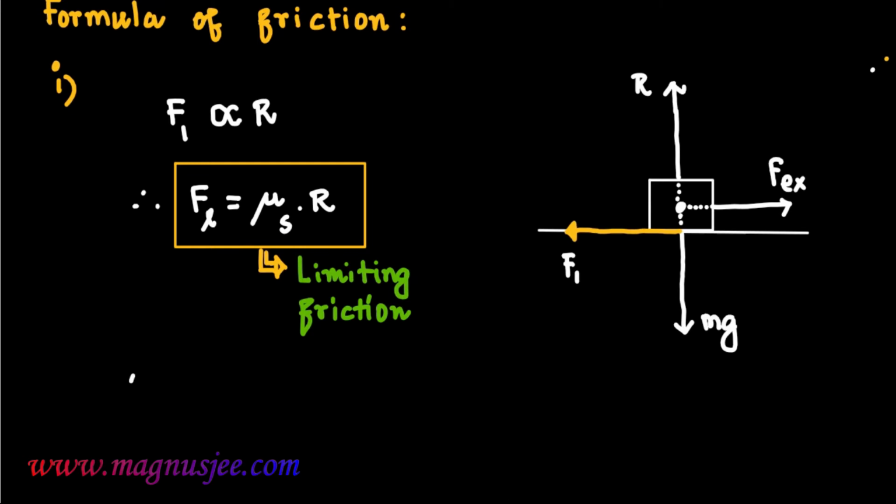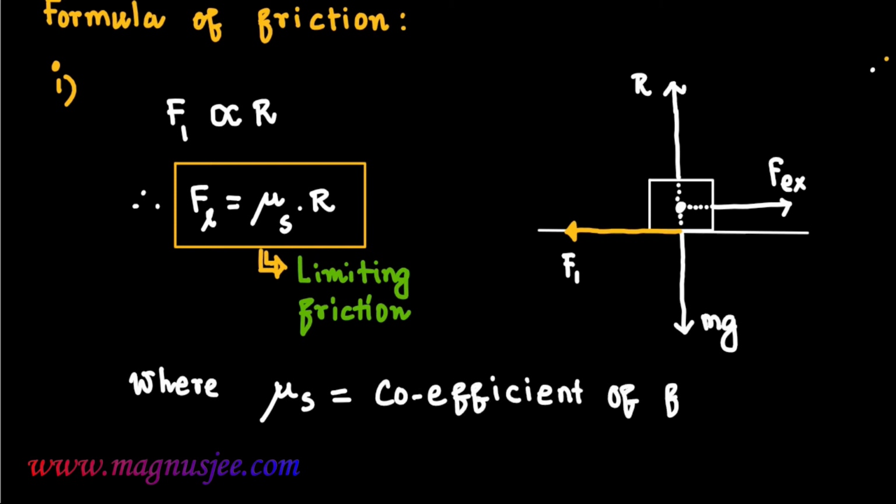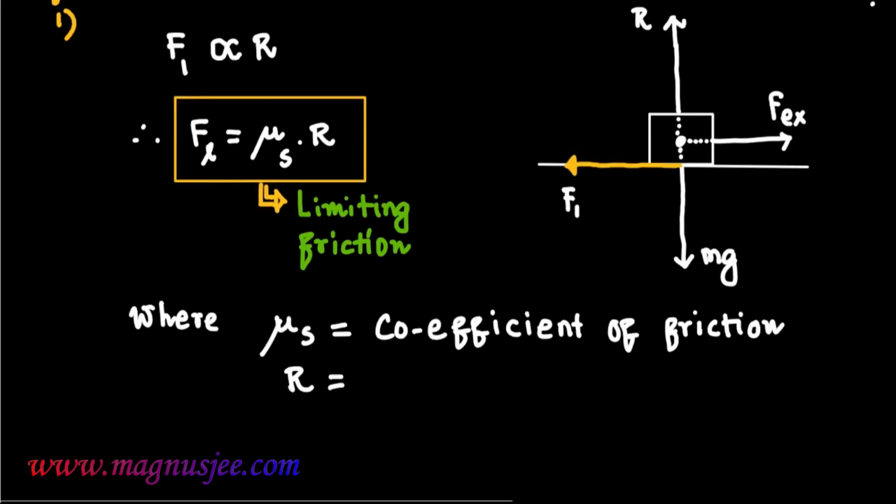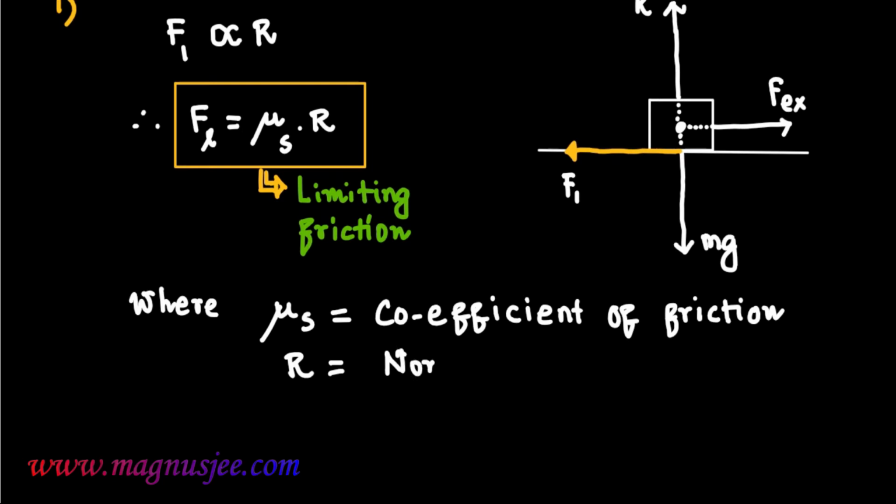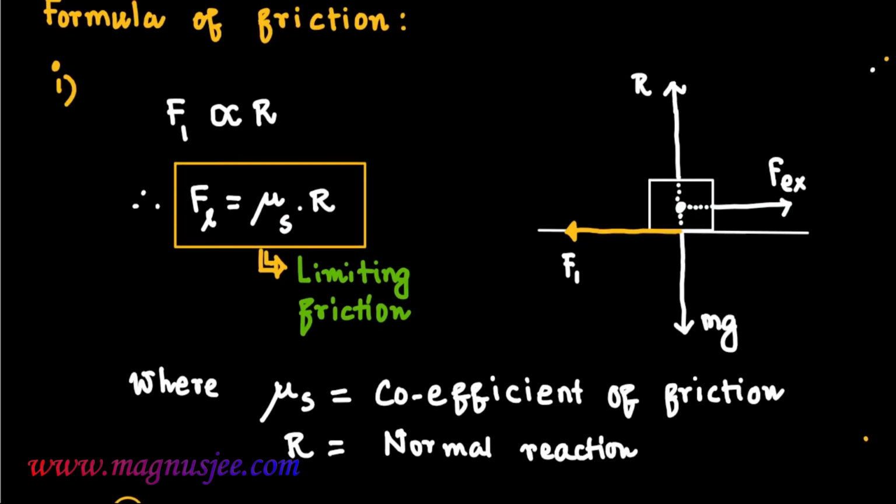at which if a body is at the verge of moving over the surface of another body, then limiting friction comes into play, where μs is the coefficient of friction, and R is the normal reaction on the body applied by the rough surface of the other body. Here Fl equals μs dot R.